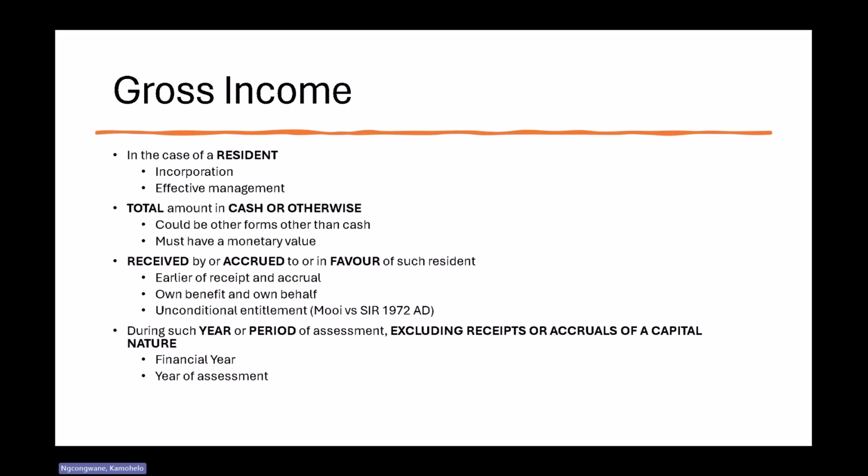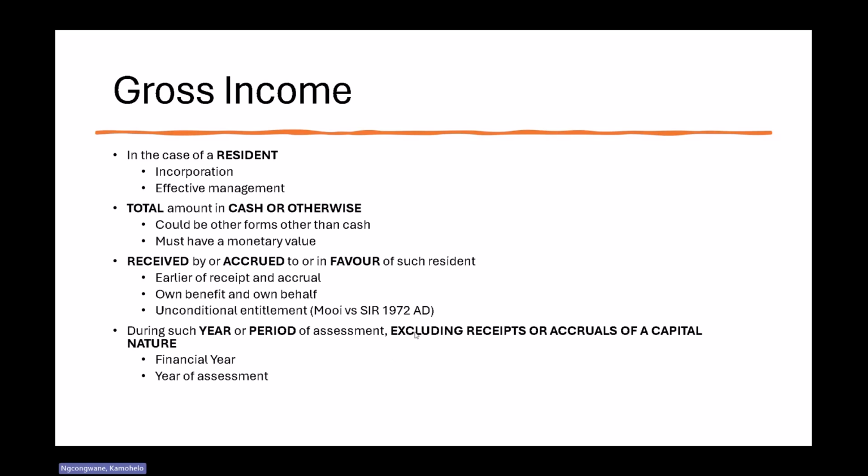Total amount in cash or otherwise, does it meet all of these criteria? If it does, tick it. Received by, accrued, does it meet this criteria? If it does, tick it. Is it during this year of assessment, or does it form part of a future year of assessment? If it forms part of the current year of assessment, include it in your gross income this year. If it's a receipt that forms part of your future years of assessment, you will include it in the year of assessment in which it relates.